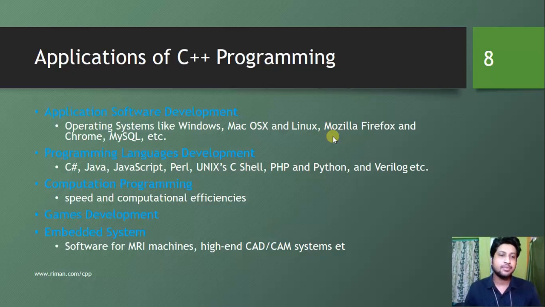In game development as well, C++ is used partially to give more control over the CPU and the GPU. For embedded systems like software for MRI machines, high-end CAD and CAM systems, C++ can be applied there.